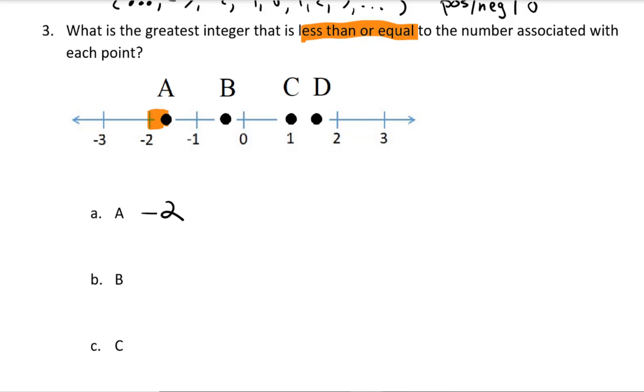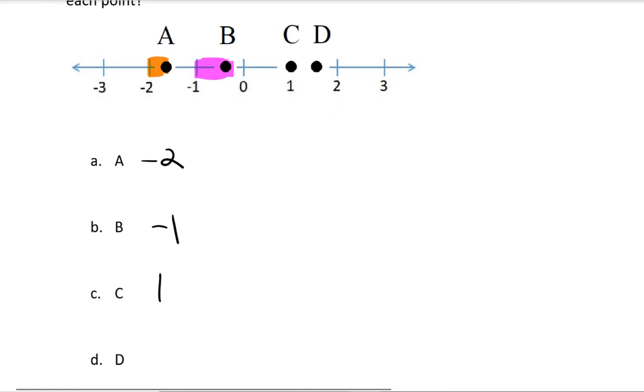Now, if I look at B, again, I want to go to the left of that. So the answer for point B would be -1. And C, well, that's straight up right on 1, so we're good with that. And then D is kind of in between there, but remember, you want to go to the left, so D would also have a value of 1.